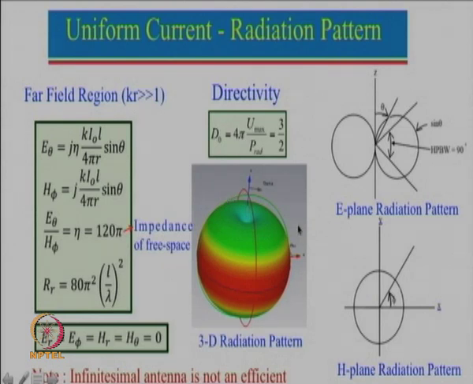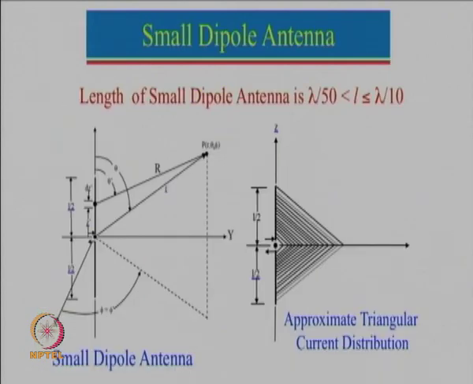This is the real 3D plot of an infinitesimal dipole antenna. This is the H plane pattern, also known as the azimuthal pattern, and this is the E plane pattern, known as the elevation pattern. I also want to mention, an infinitesimal antenna is not at all an efficient antenna. So, please do not try to use an infinitely small dipole antenna ever. Now let us see the case of a small dipole antenna.